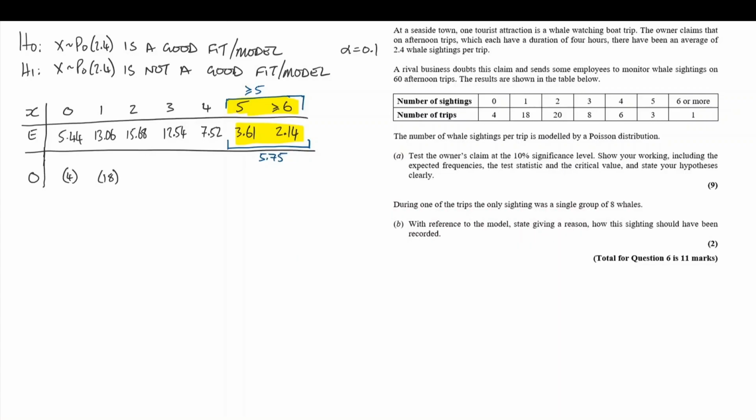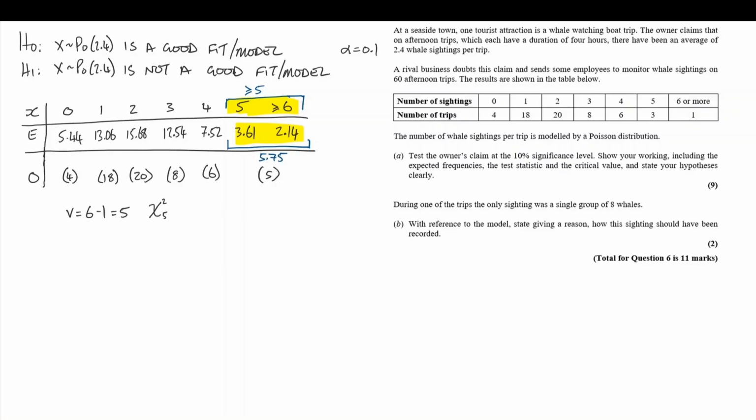Now, the corresponding observed values will need to be merged as well. So I'm just going to transfer all the observeds over here. It's a bit easier for me to keep track of when it's all written together. So the observed for this new combined group is 4.